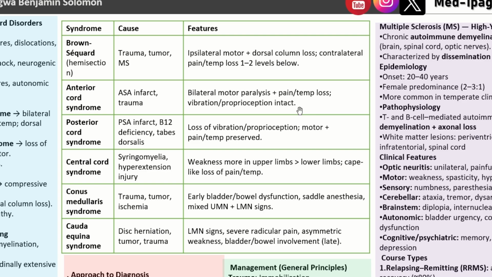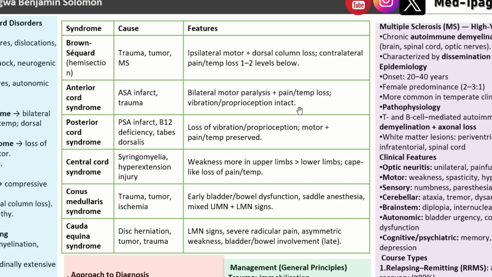But on the other side, we're going to have loss of pain and temperature sensation. And this is going to be 1 to 2 levels below because of what we talked about, that the spinothalamic tract that is responsible for conducting pain and temperature decussates within the spinal cord, or crosses over to the other side, but diagonally along 2 levels of the spinal cord. And that is what causes this. And that is the most important thing to know about Brown-Sequard syndrome.